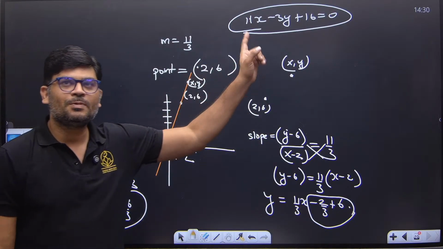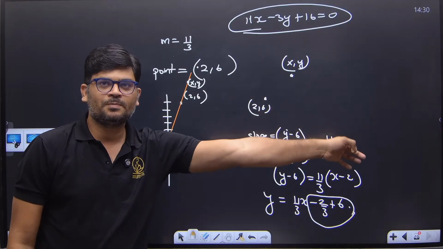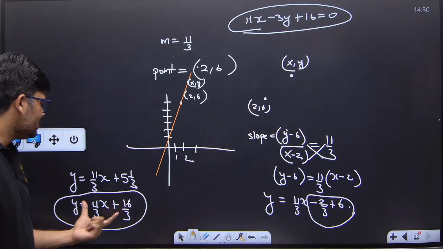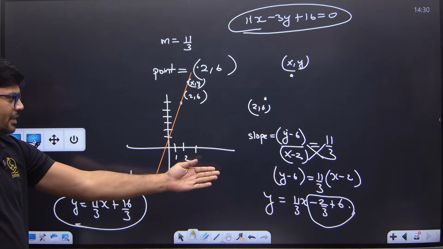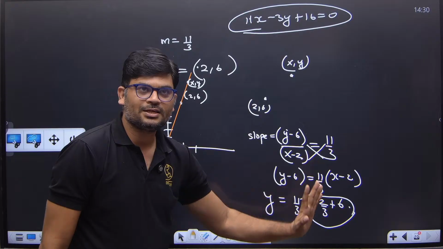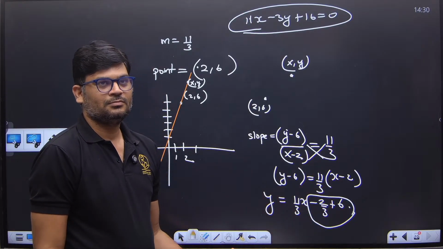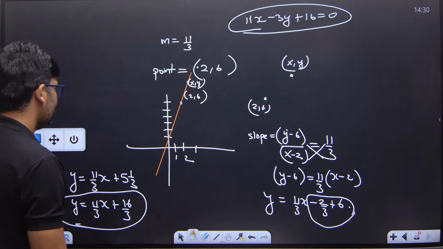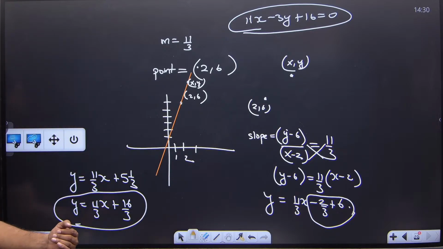Either write ax plus by plus c is equal to 0, or write in the form of y is equal to mx plus c. But as I said, this is the easiest form for understanding. And you can just get it done in one step. We just took 6 on the other side, opened the bracket and added them. Okay? And then we will generalize this.